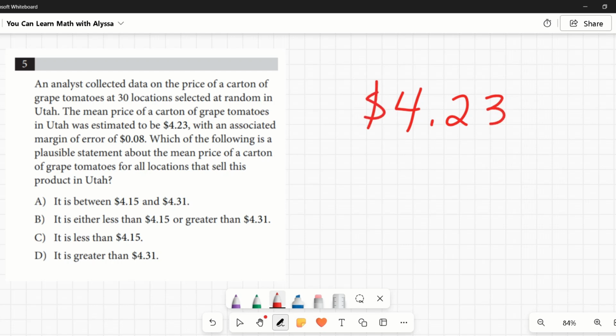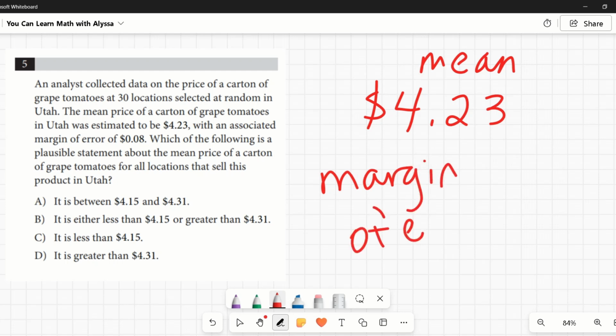The mean is $4.23. All right. With an associated margin of error, the margin of error, my stylus isn't working, I need a new one. Okay, margin of error of 8 cents. Which of the following is a plausible statement about the mean price of a carton of grape tomatoes for all locations that sell this product in Utah?